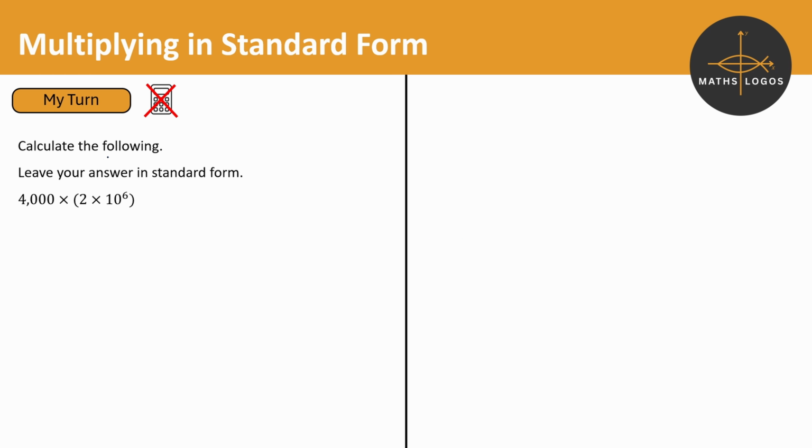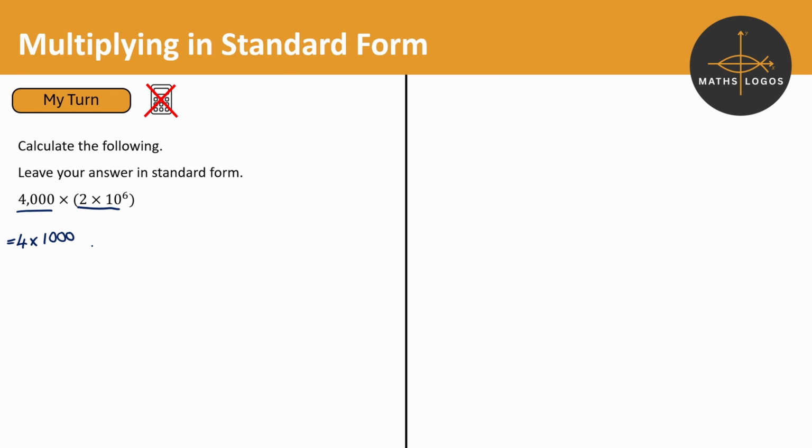Okay, our next example, calculate the following, leave your answer in standard form. 4,000 multiplied by 2 times 10 to the power of 6. We've got one number in standard form, the other number is not. What I'm going to do is turn that number into standard form. So 4,000 is 4 multiplied by 1,000.